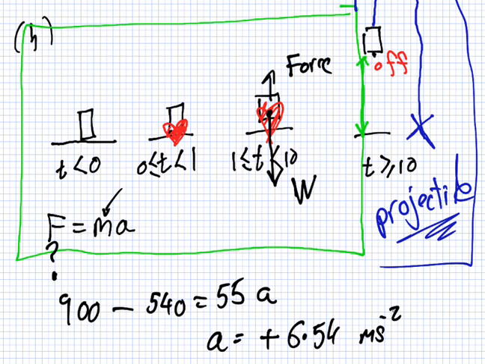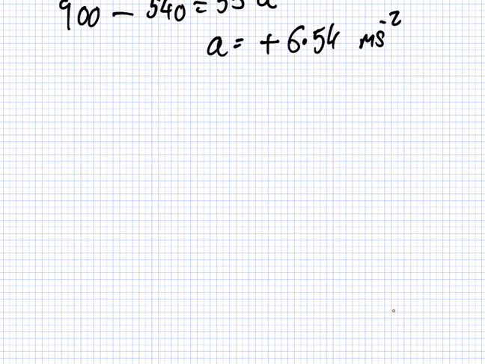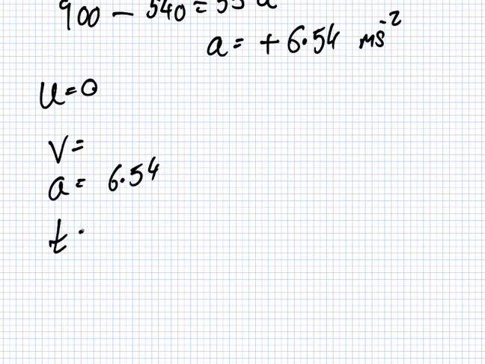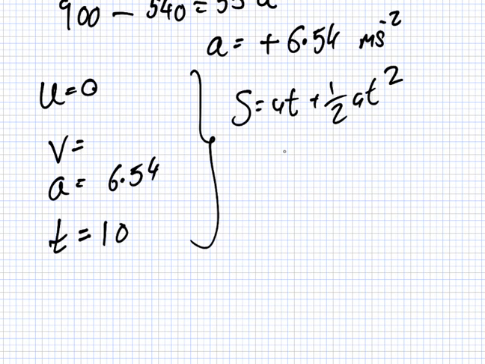Okay? Right, so now we have our UVATS. U is 0. What's V? We don't know actually how fast it's going when it reaches the top. What's A? 6.54. But I do know the T. What's the T? 10. Is this enough information to get the S? It sure is. S equals UT plus a half AT squared. So I got here S equals 327 meters.